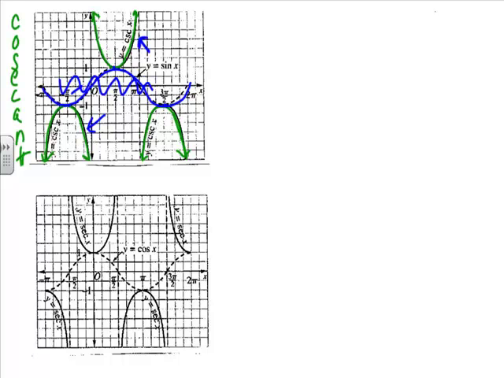So as a review then, the domain, remembering that cosecant is a reciprocal of sine, is going to be good to go except whenever sine is equal to 0. So the domain then is it can be anything, but x can never be n pi.